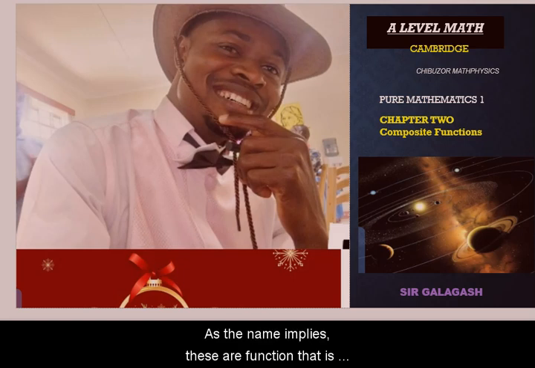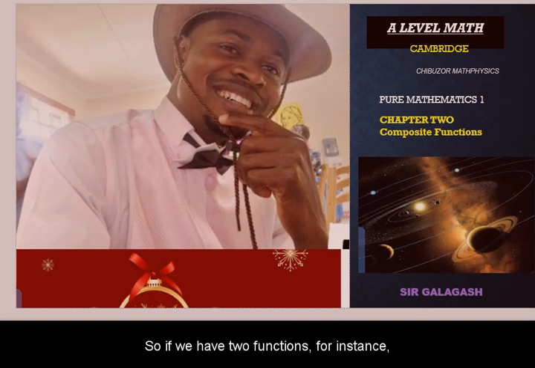As the name implies, these are functions that are put into or applied after another function. So we say that a composite function is a function that is formed when one function is applied in another function. So if we have two functions, for instance, let's say we have two functions.